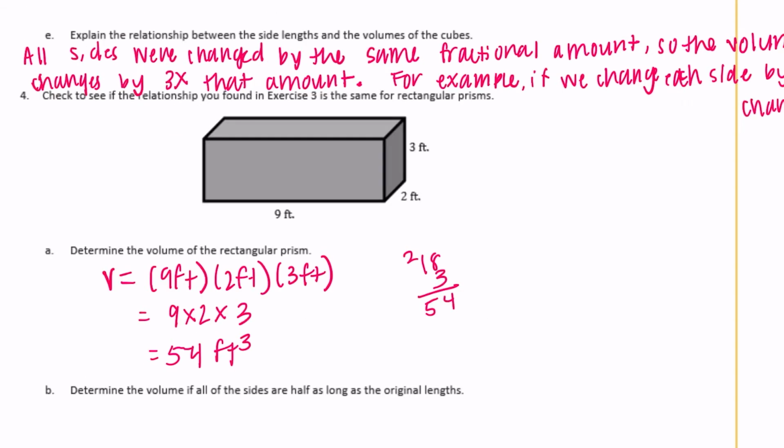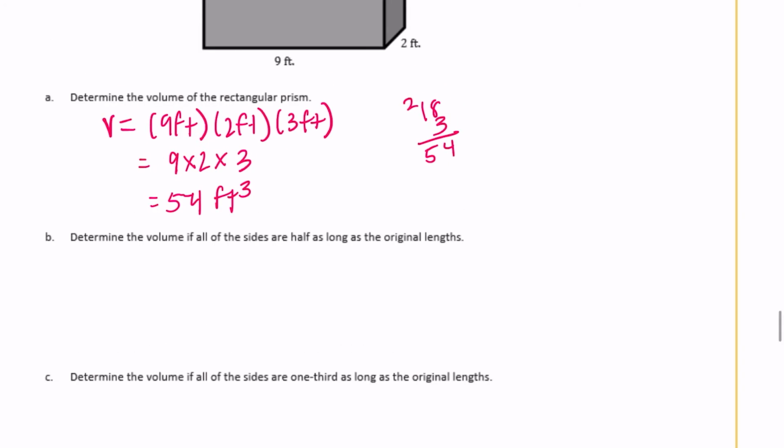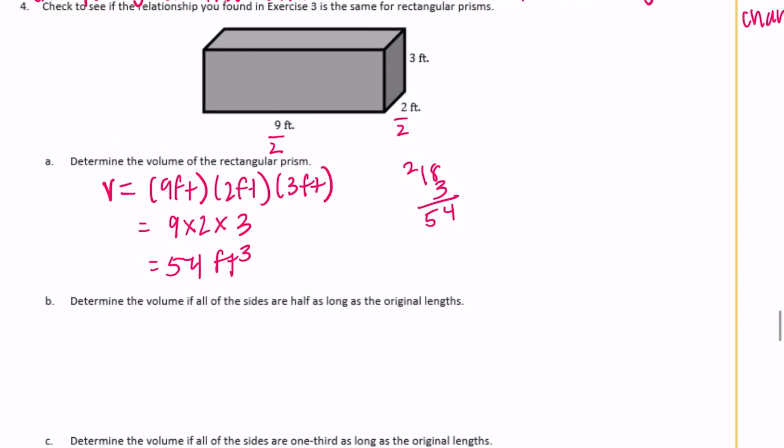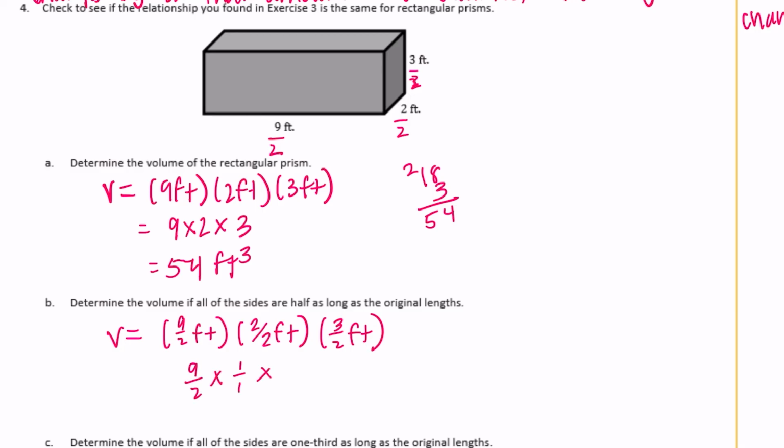B, determine the volume if all the sides are half as long as the original length. So now all of them are half. So we would have 9 halves, 2 halves, and 3 halves. So I'm dividing them all by 2. 9 halves feet by 2 halves feet, which I'm just going to change to 1, and 3 halves feet. So 9 halves times 1 times 3 halves would give us 27/4 feet cubed.